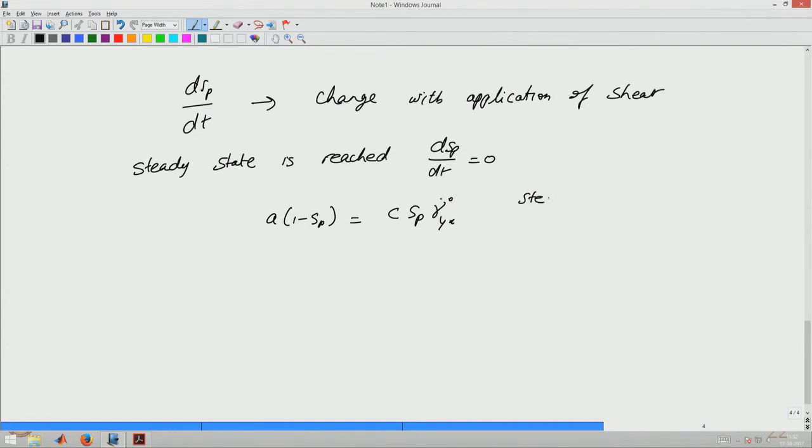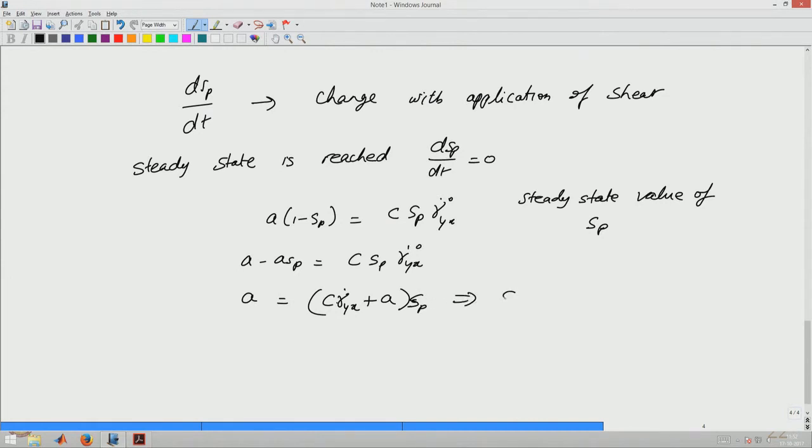So, based on this one can get to know what is the steady state value of SP. So, we have basically A minus A times SP is the same as C times SP times gamma dot to the power x, and clubbing them together we have A is equal to C times gamma dot to the power x plus A times SP, and therefore, SP is A divided by (C gamma dot to the power x plus A). So, the steady state value of the structural parameter would depend on how much is the strain rate that is being applied and what are the kinetic constants.